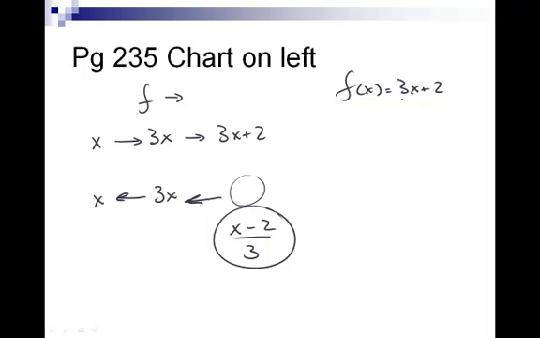It's doing the order of operations in the opposite order, and that's my f inverse. My inverse says take whatever I have, subtract 2, divide by 3. So you can see that this was the g of x that we used. Okay? So on the bottom of 235, it does talk about the steps to find the inverse.